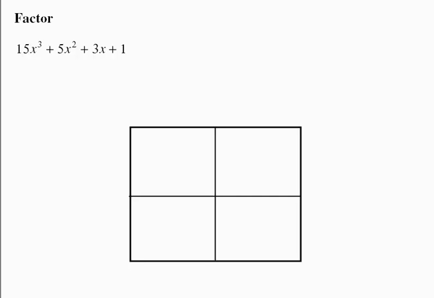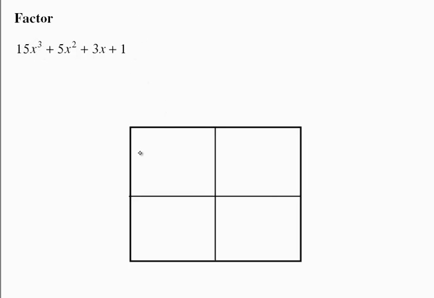Okay, so now we're going to learn how to factor by grouping using an area model. You know you have to factor by grouping because you have 4 terms. Now, what's very important here is to correctly factor this. You want to make sure that your terms are arranged in descending order, meaning the highest exponent comes first.